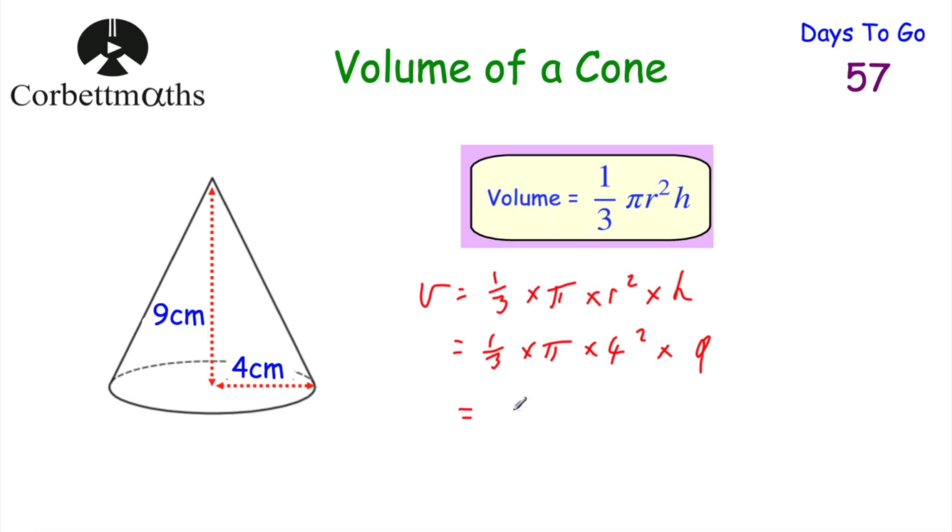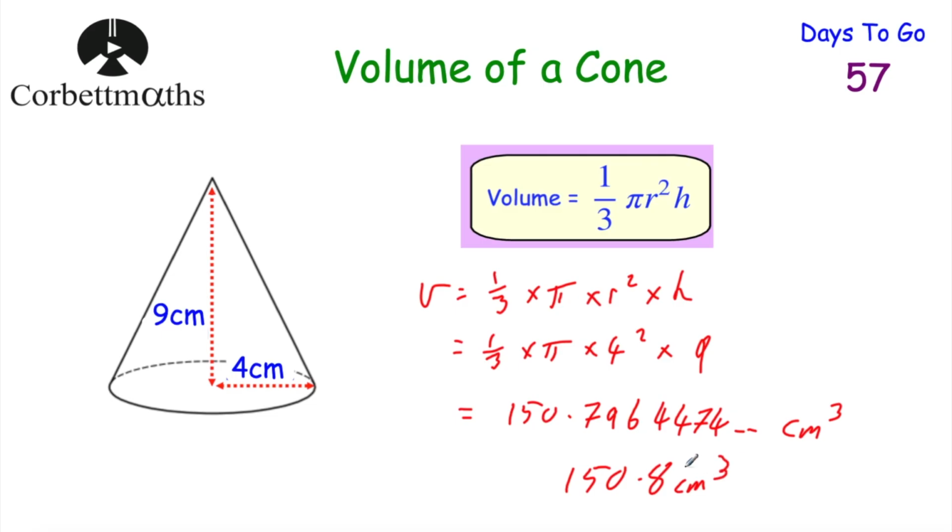But I'm going to change that into decimals. That'd be 150.79644474 and so on centimeters cubed. And if we're asked to give that to so many decimal places, let's give it to 1 decimal place. That'd be 150.8 centimeters cubed. And that's the volume of that cone. So that's how I'd work it out using a calculator.